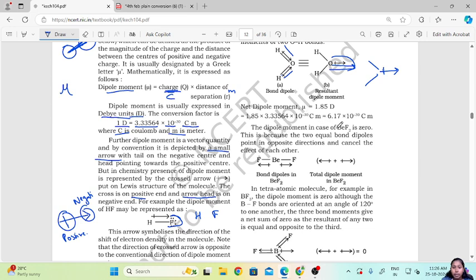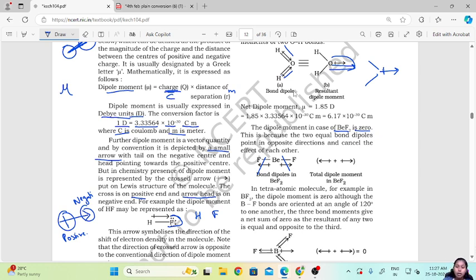Now, the dipole moment in case of BeF2, beryllium difluoride, is 0. In case of BeF2, the dipole moment is 0 because the dipole moments are in opposite directions, so they cancel out each other. Okay. This is because the two equal bond dipoles point in opposite directions and cancel the effect of each other, since they are in opposite directions with equal force. So they cancel out each other.